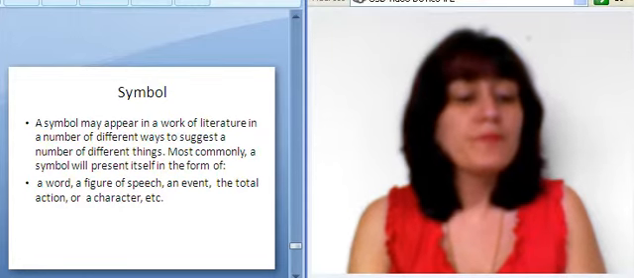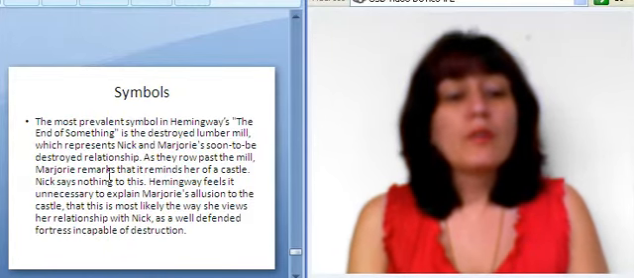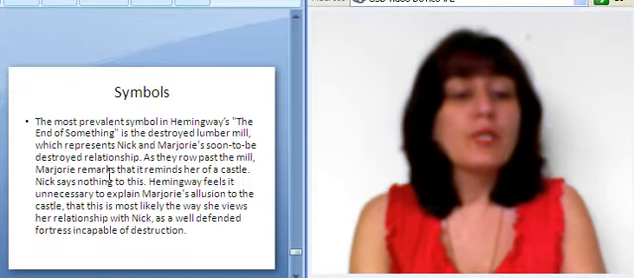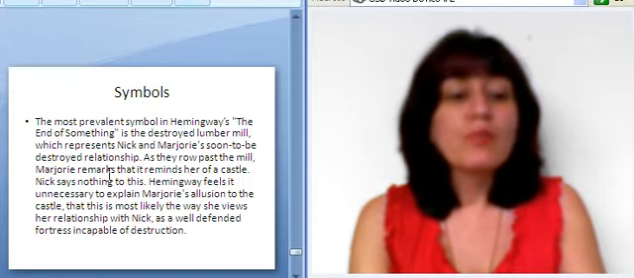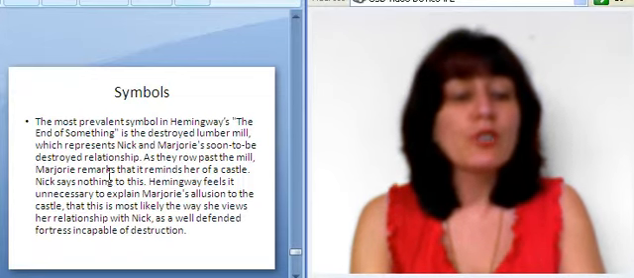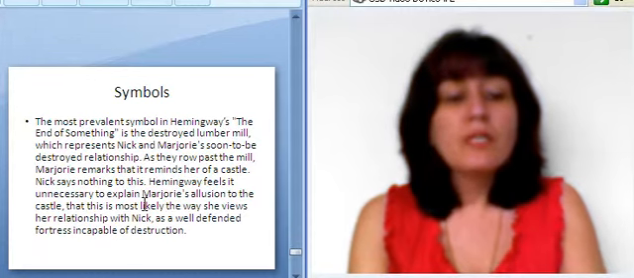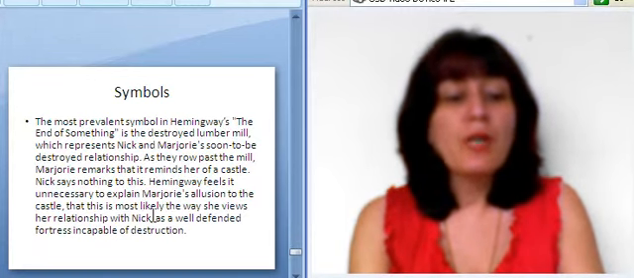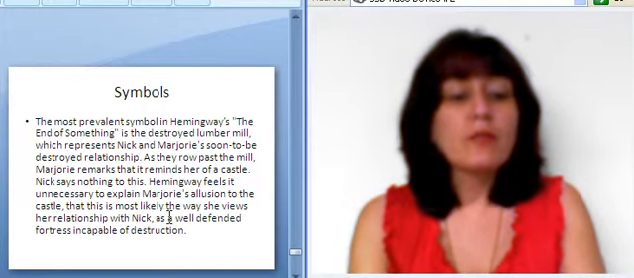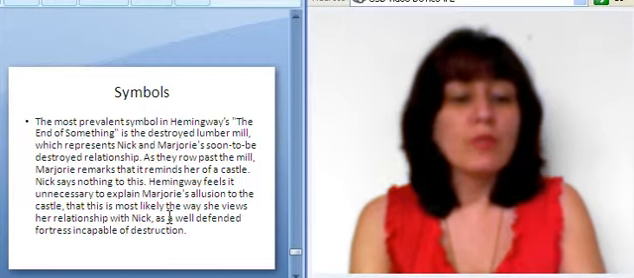The most prevalent symbol in Hemingway's The End of Something is a destroyed lumber mill, which represents Nick and Marjorie's soon-to-be destroyed relationship. As they row past the mill, Marjorie remarks that it reminds her of a castle. Nick says nothing to this. Hemingway feels it unnecessary to explain Marjorie's allusion to the castle, that this is most likely the way she views her relationship with Nick, as a well-defended fortress incapable of destruction.